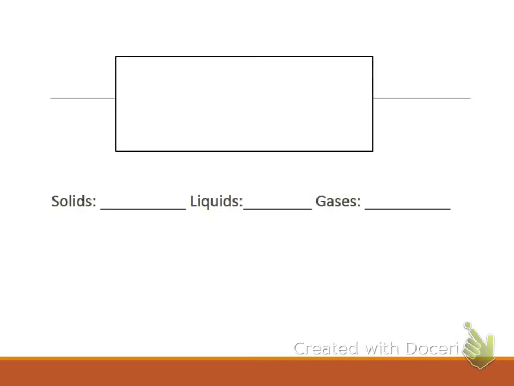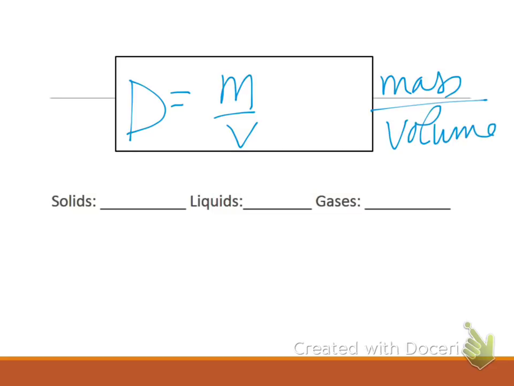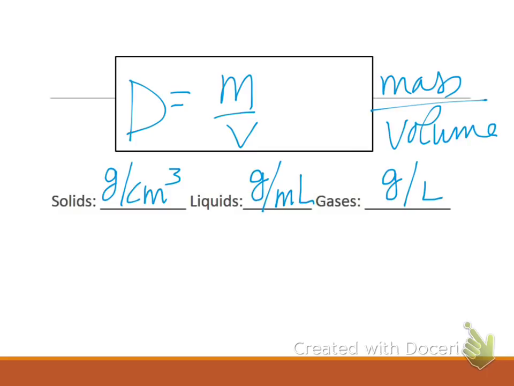Okay. The next derived unit that we're going to talk about is density. Density is equal to m over v. It's your formula, which stands for mass over volume. When we're measuring density, if we're measuring it for a solid, we tend to do grams per centimeter cubed. For a liquid, we tend to do grams per milliliter. And for gases, we do grams per liter. Because gases have a very low density, so if we were to do it in grams per milliliter, it'd be a really, really small number.